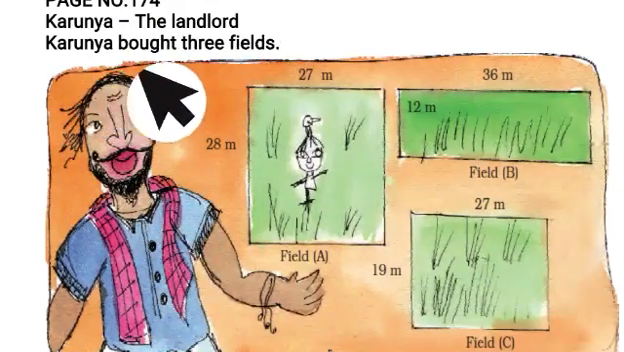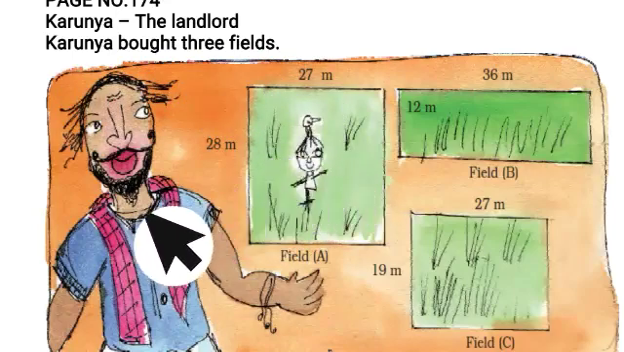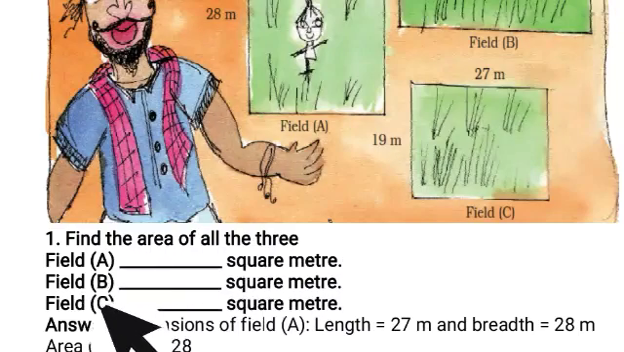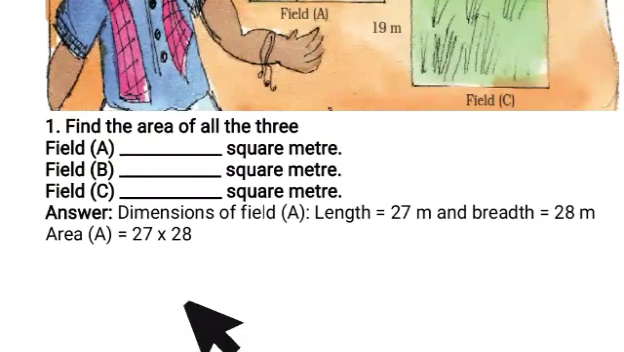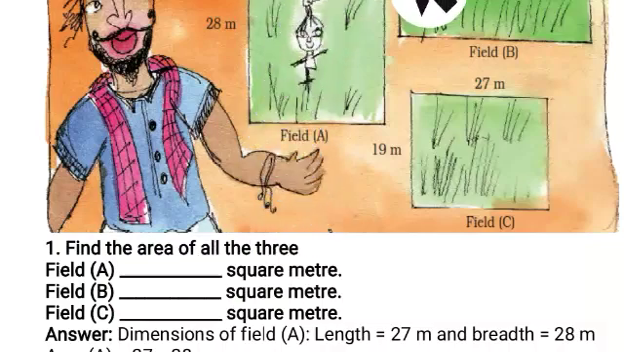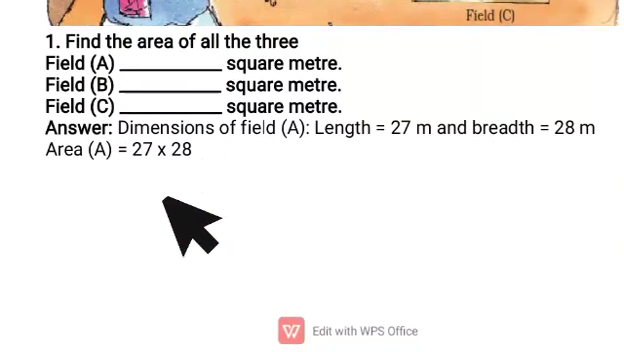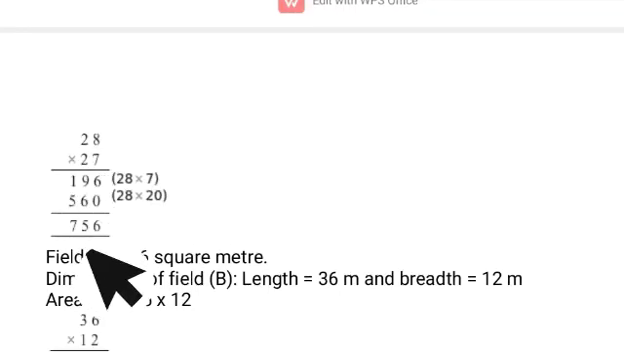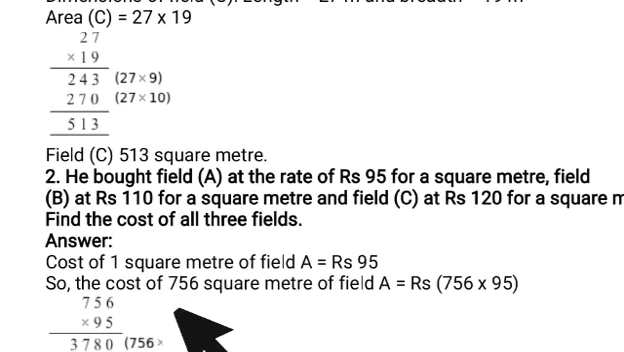Karunya, the landlord. Karunya bought 3 fields. Okay, this is Karunya and she has 3 fields. Find the area of all 3 fields, field A, field B and field C, in square meters. So the dimensions of field A: length equals 27 meters and breadth equals 28 meters. So area of field A, देखो लेंथ 27 है और ब्रेथ 28 है. तो एरिया फाइंड करने के लिए क्या करना पड़ेगा? लेंथ मल्टीप्लाई बाय ब्रेथ. It means 27 multiply 28. If we do 27 multiply 28 we will get 756. In the same way we will do for field B and field C also. Try to solve by yourself.